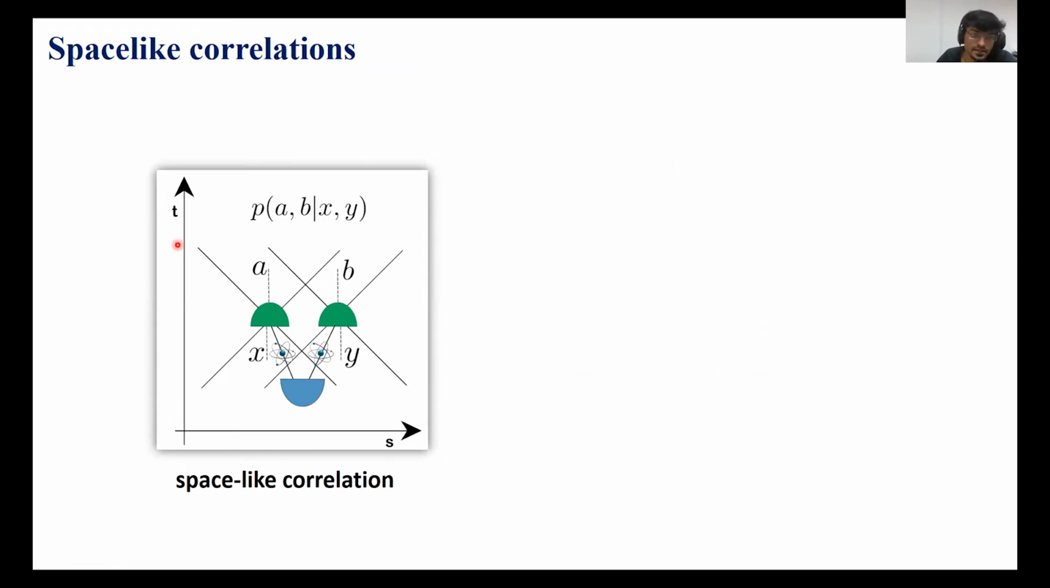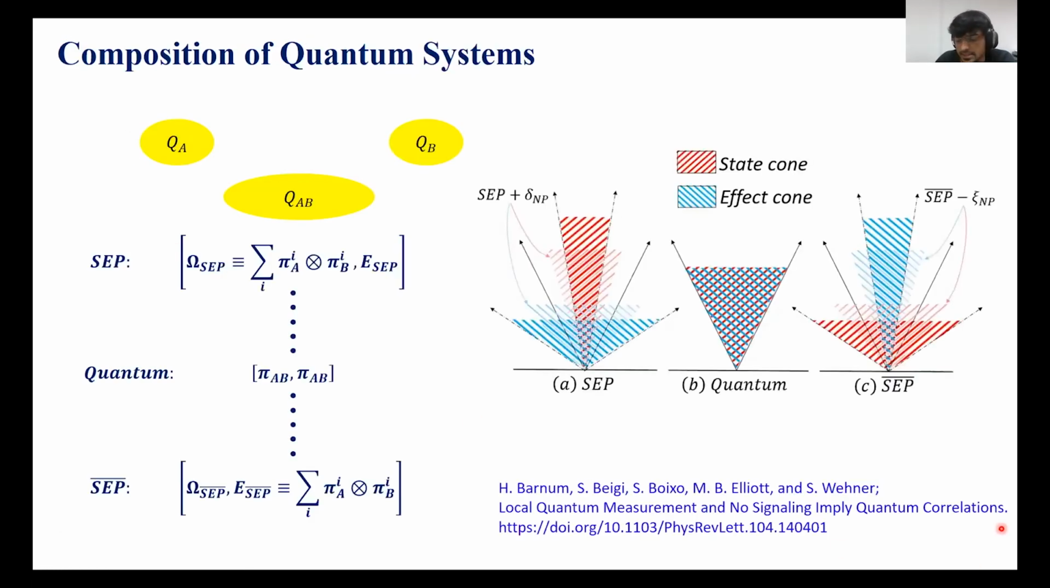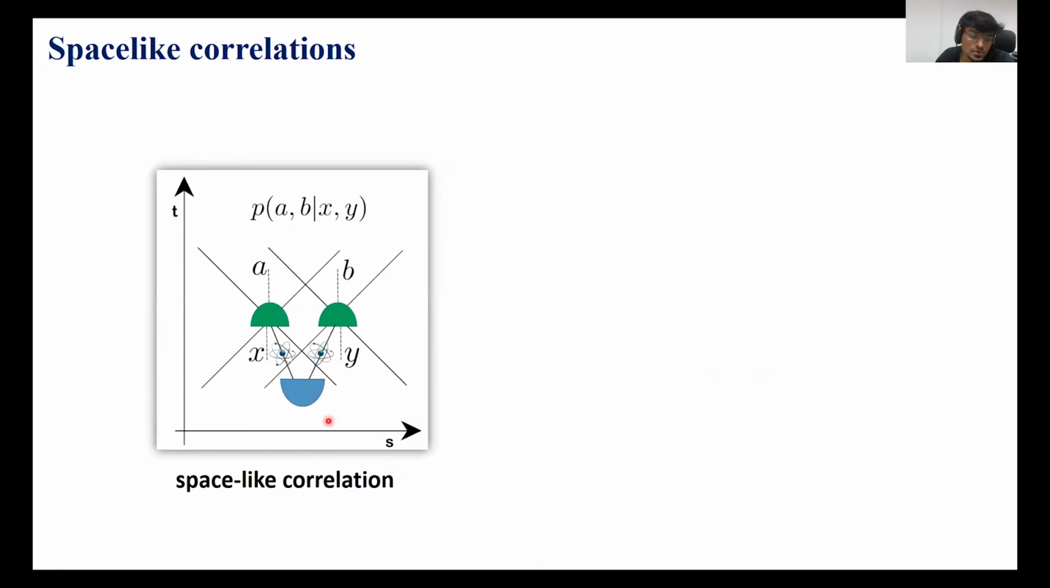So let me discuss briefly. This result has been discussed in terms of space-like correlations. So let me discuss briefly what space-like correlations are. Suppose you have this blue semicircle denoting some preparation and the green semicircles denoting some measurements. Some preparation has been performed and sent to Alice and Bob, who are space-like separated. And depending on some inputs given to Alice and Bob, which are X or Y, they generate some measurement outputs A or B.